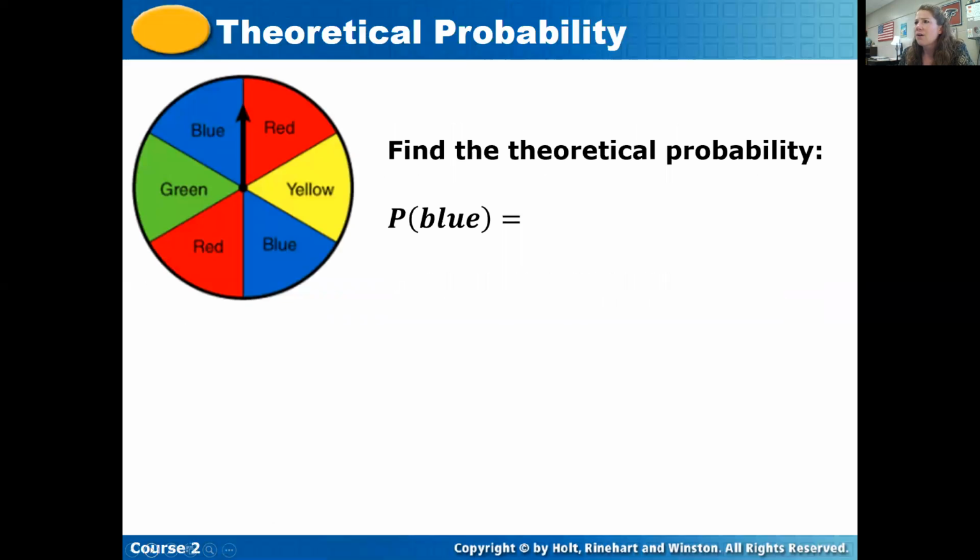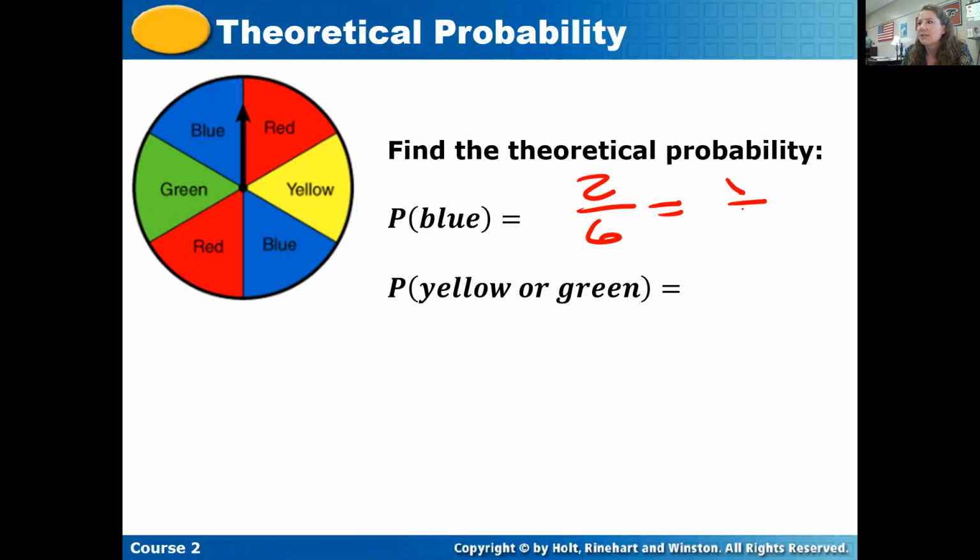All right, so what is the probability of spinning a blue? Well, the same thing. It would be 2 out of 6, right? Which is equal to 1 out of 3.